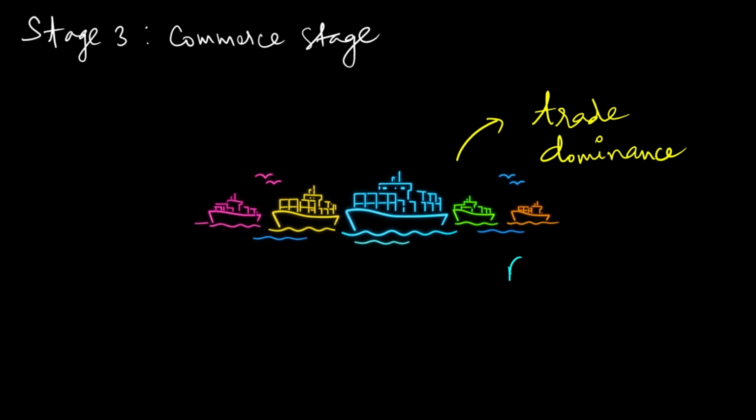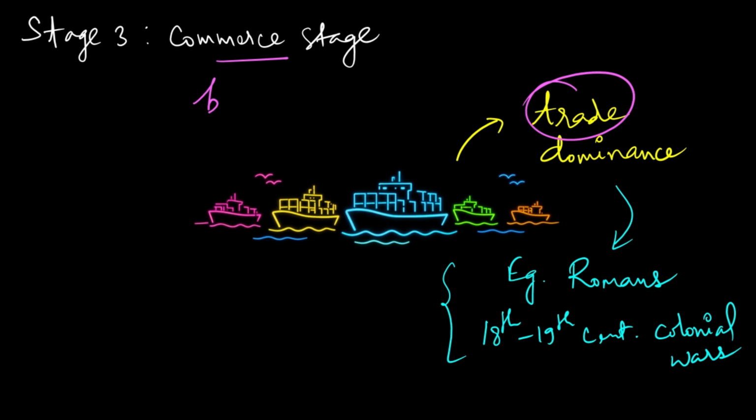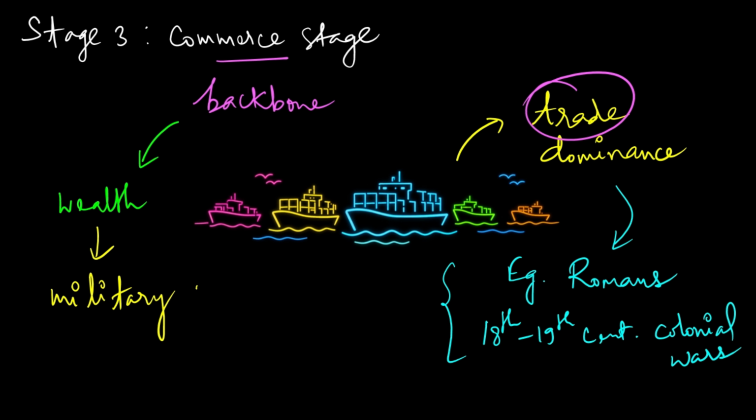Efforts are made to establish maximum possible control. For example, the Romans controlled trade networks across Europe and the Mediterranean. During the 18th and 19th centuries, different colonial powers competed fiercely to control global sea trade. The British, French, Dutch, and Portuguese constantly clashed with one another. Colonial wars frequently took place for trade dominance. This happened because trade is the backbone of any empire. Control over trade networks generates immense wealth, increases military might, and provides political stability. Therefore, in the third stage, efforts are made to establish trade dominance.